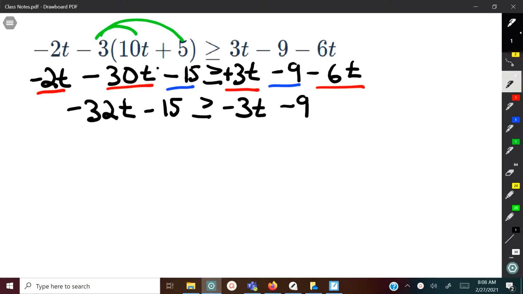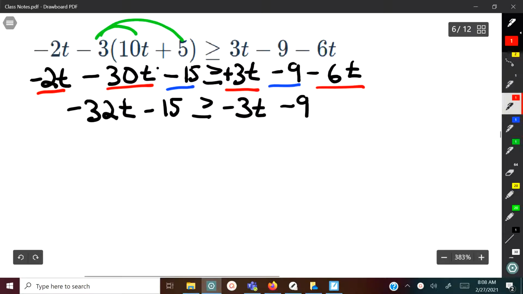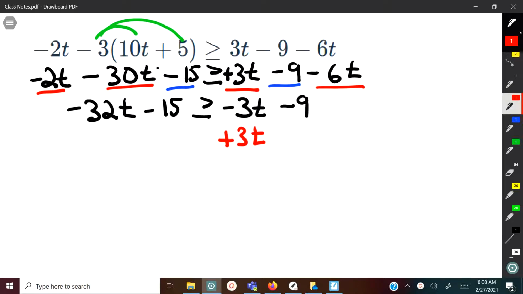Alright, now it's similar to the ones we did in the previous video. We're just going to move the variable to the left and move the constants to the right. Alright, so I'm going to start with the variable. And I got -3t, I'm going to move it to the left. And I'm going to do the opposite. Add 3t. And do it on both sides.